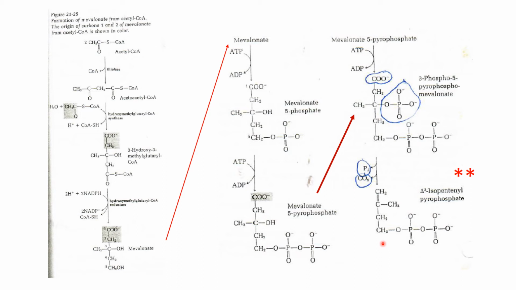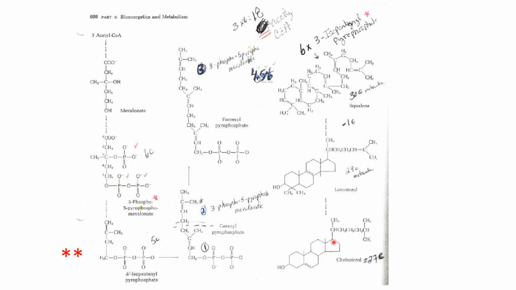We're not even close, are we? So hang on. Notice this asterisk here is the 5 carbons we've got so far. Now we're over here in the double asterisks, and here's the 5 carbons we've made so far. We used 3 acetyl-CoAs. We went to mevalonate. We went to 3-phospho-5-pyrophosphate mevalonate, and then we made isopentenyl pyrophosphate. And then we go over here, over here, over here. Boom, bottom line. Now we've got a bigger molecule.